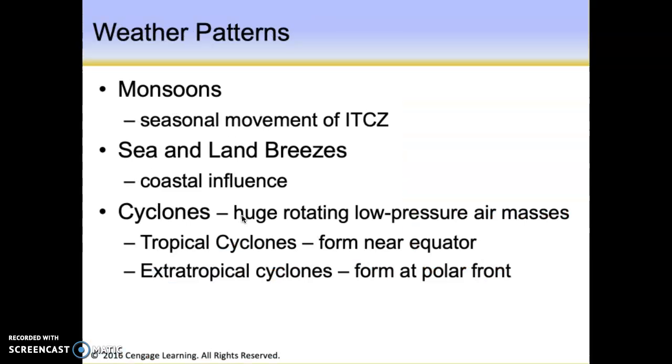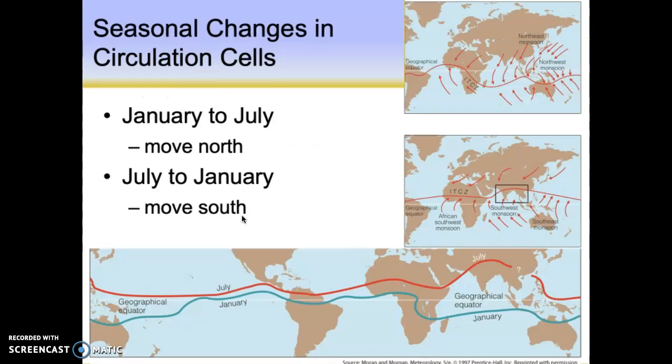And I should point out the ones that we experience are the extratropical cyclones. They form at the polar front. Occasionally a tropical cyclone, which if it's really strong would be called a hurricane, will reach our area. So let's take a look at these one by one.